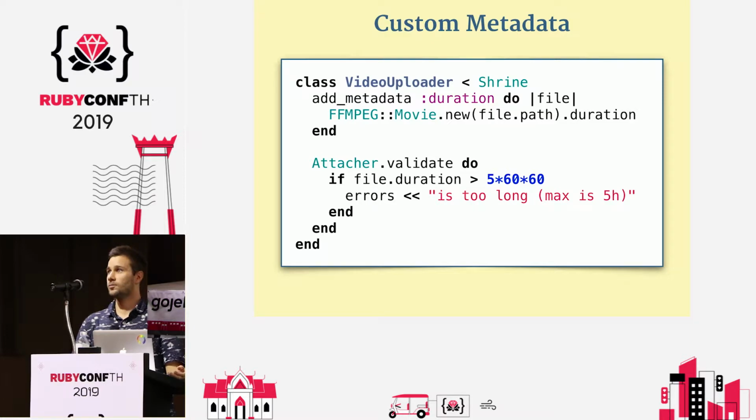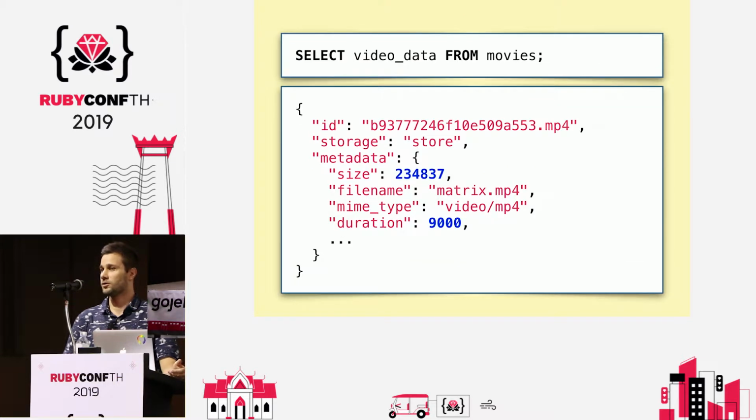You should also be able to validate and extract any custom metadata, for example, a video duration. I didn't find other attachment solutions to be able to do this easily. Usually you would have to hook into the internals of that library in order to be able to do that. And with Shrine, this is a first-class citizen. And notice also that the validation block is not a DSL. It's evaluated on instance level, so you can use regular conditionals, regular Ruby code.